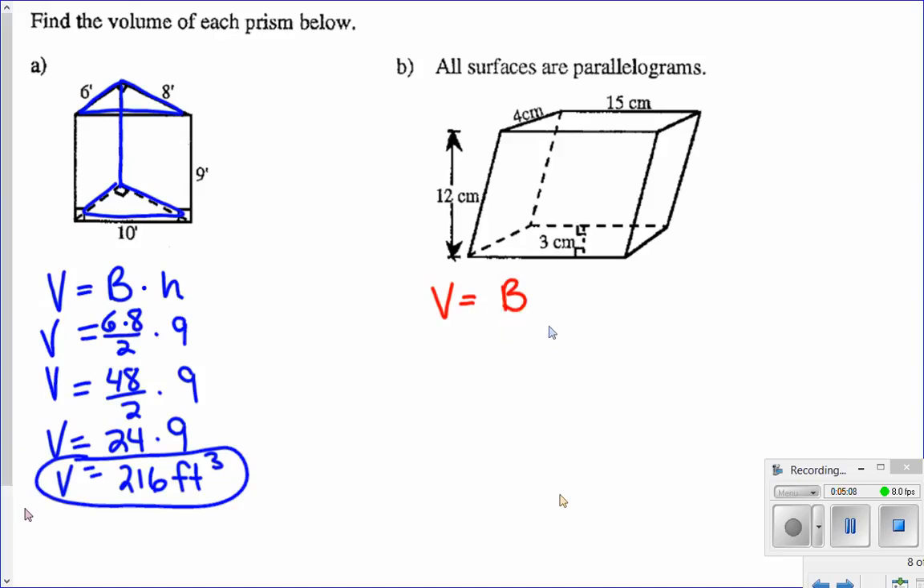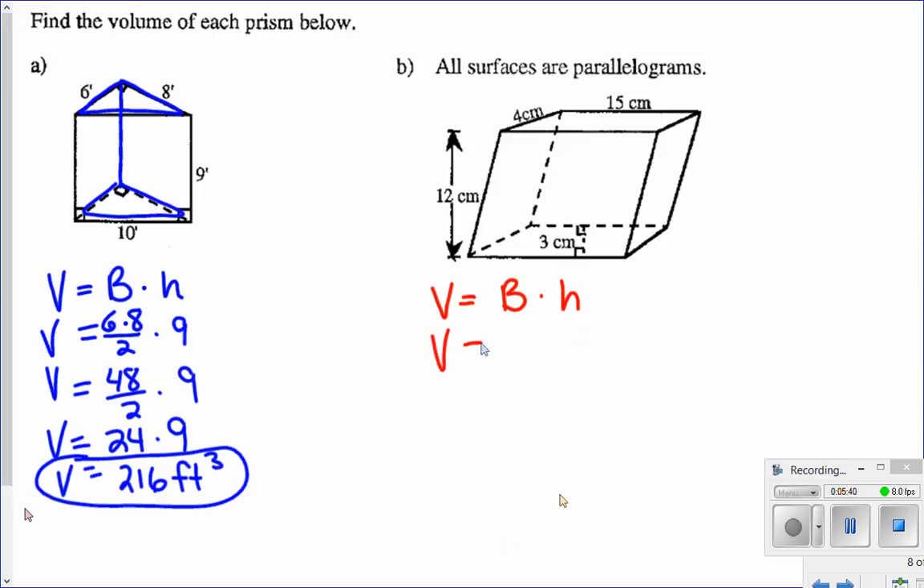So that's area of the base times the height. Now, I have to decide what the base is for this prism. Well, they're all parallelograms, so I really could use any parallelogram as the base. However, I have to look to see where I know information. Parallelogram area is base times height. So we have to look to see where do we know the base and the height, which parallelogram. So I'm seeing the top and the bottom have the most information. So let's decide that the top and the bottom we're going to use as the bases.